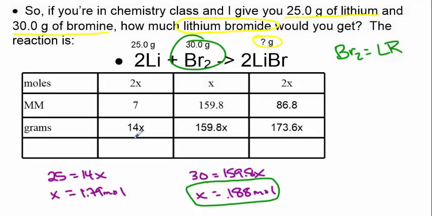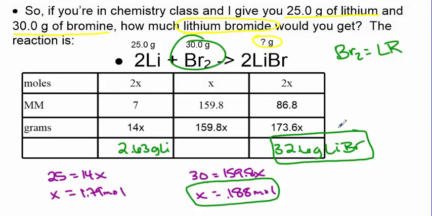14 times 0.188 is going to give us 2.63 grams of lithium. We plug that into our lithium bromide, and we end up with 32.6 grams of lithium bromide. So this is the answer to the question, how much lithium bromide would we get? Now this information, the 2.63 grams, tells me how many grams of lithium are used in the problem.